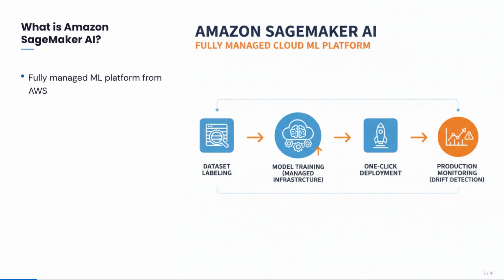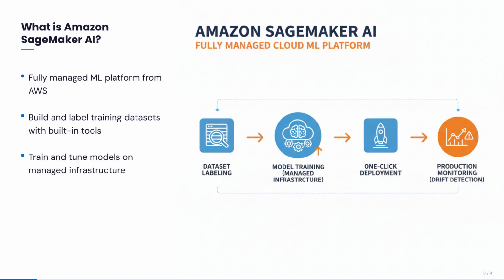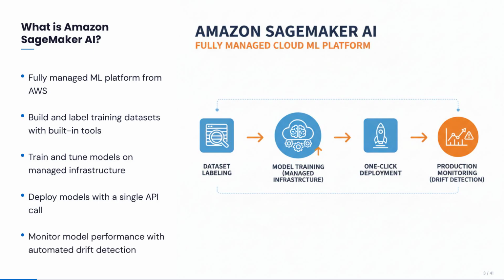Amazon SageMaker AI is a fully managed machine learning platform from AWS. It provides tools for every step of the ML lifecycle. You can build and label training datasets with built-in tools, train and tune models using managed infrastructure, deploy models with a single API call, and monitor model performance in production with automated drift detection.